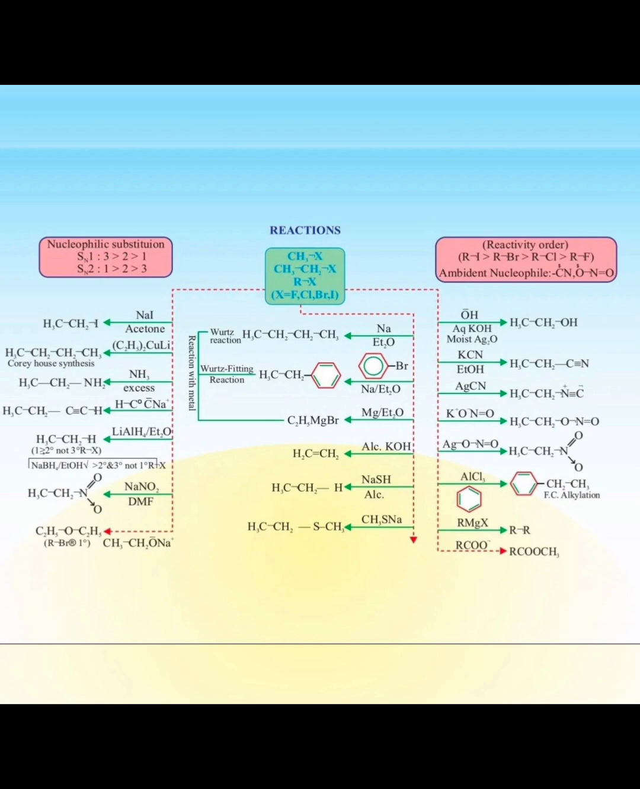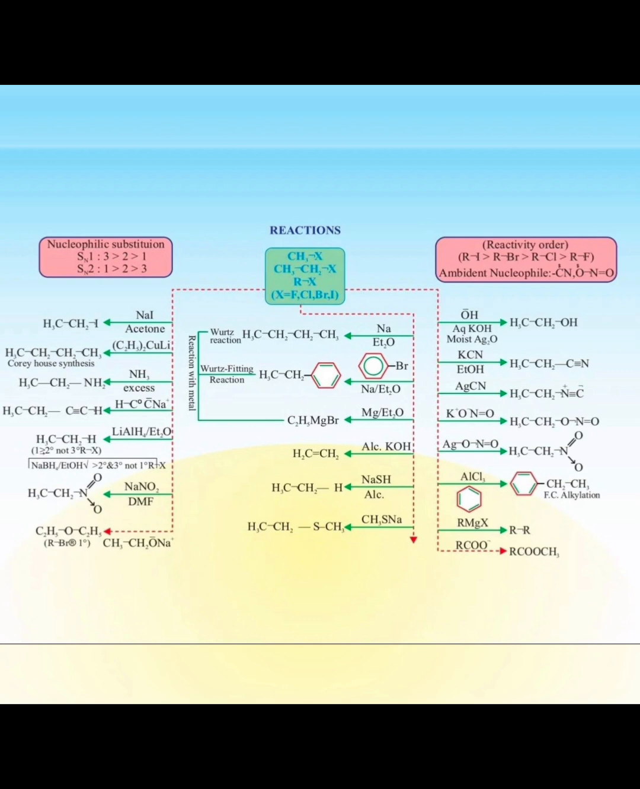gives you the corresponding isonitrile as a major product. When alkyl halide reacts with KNO2, it gives you the corresponding nitrite derivative of the alkane, and alkyl halide reacts with AgNO2 to give nitroalkane as a major product.